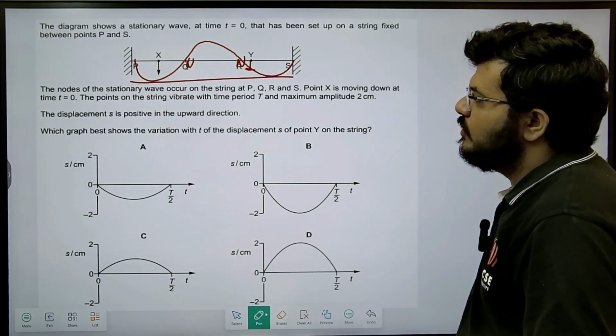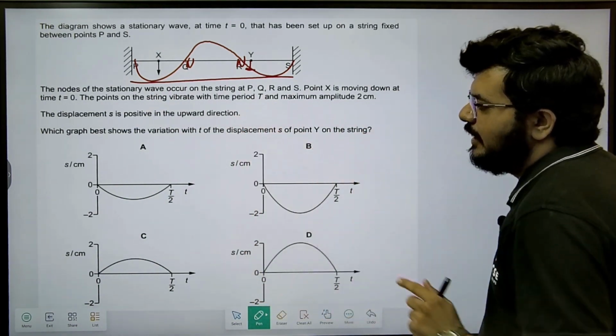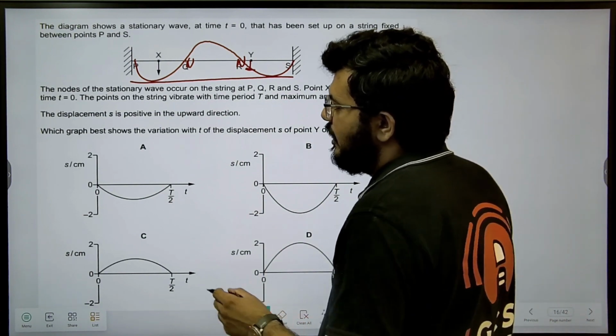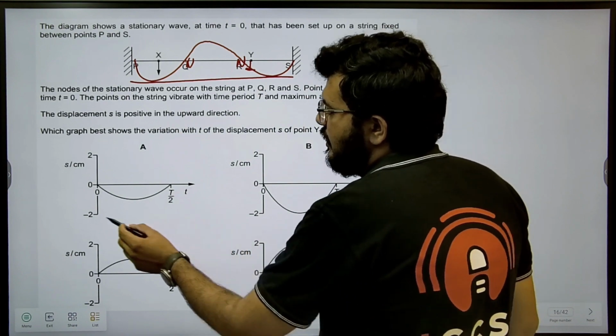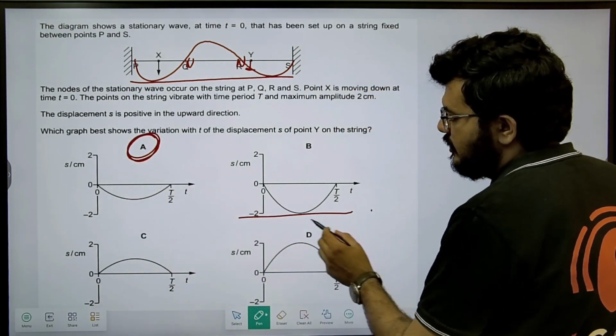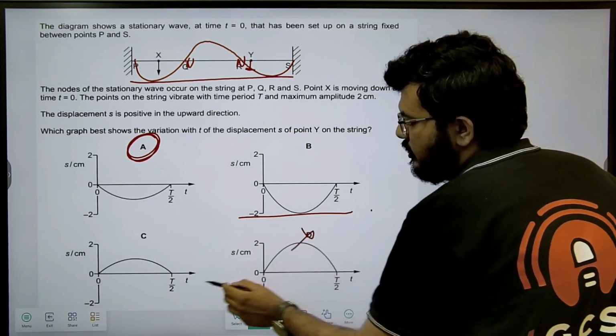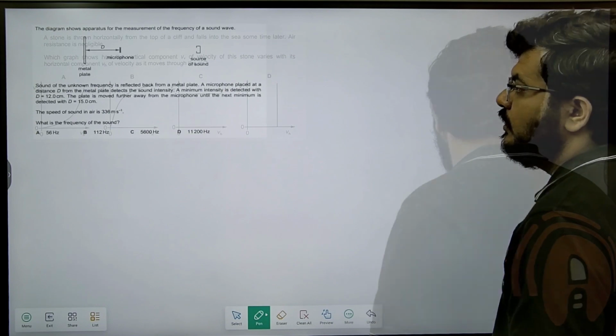X is somewhere around the midpoint. So what I'll say, it is lesser than 2 but in the negative direction, right? Only this one fits, because this is negative direction but equal to 2. This is positive, and equal to 2. So option A will be your answer.